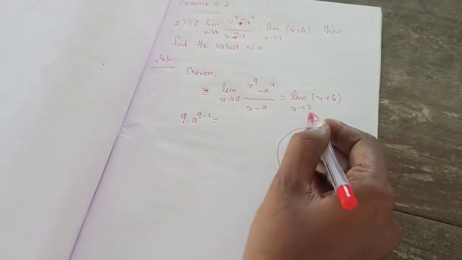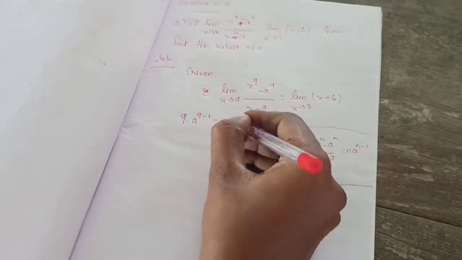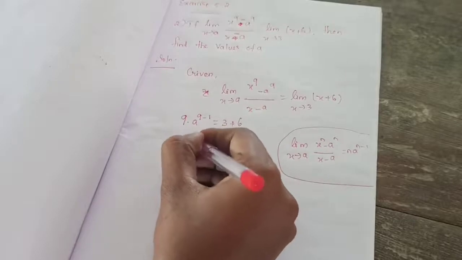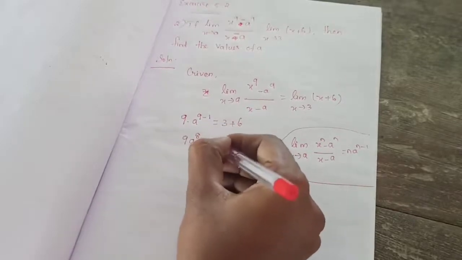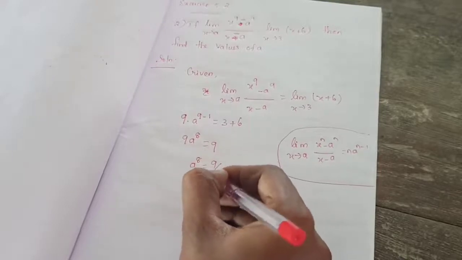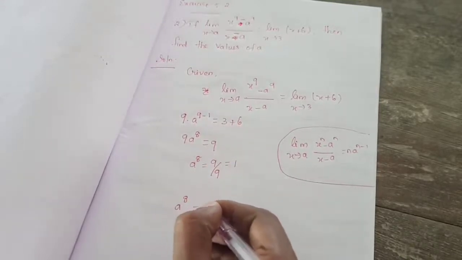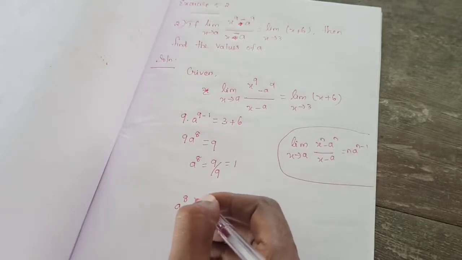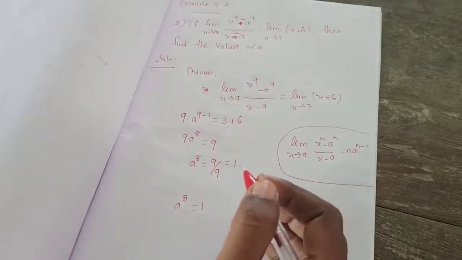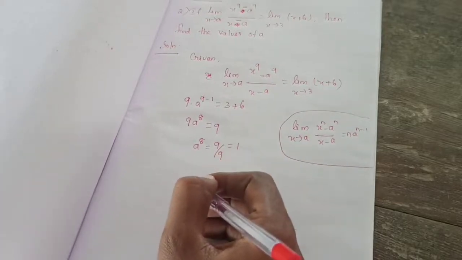So here x tends to 3. So in the place of x what you need to substitute? 3. So 3 plus 6. Okay, so 9 a power 8 is equal to 9. So what will happen? a power 8 is equal to 9 by 9 equal to 1. So a power 8 is equal to 1 means what's the value we will get for a, plus or minus 1? It's an even power, is it right?